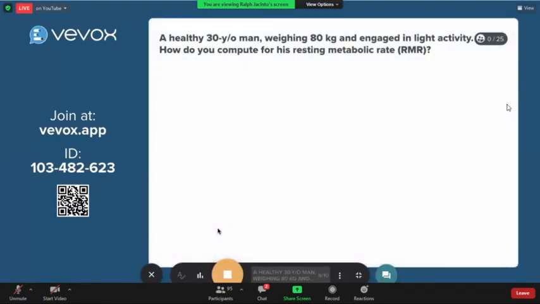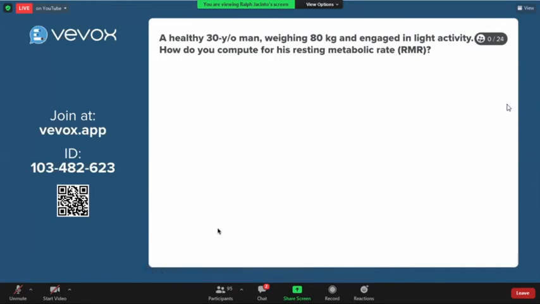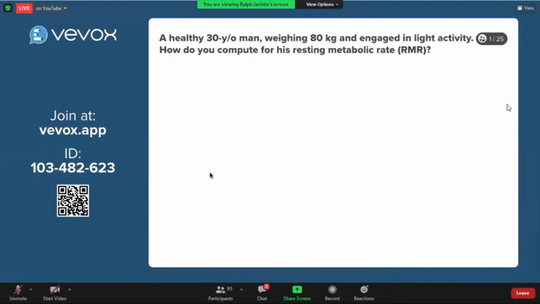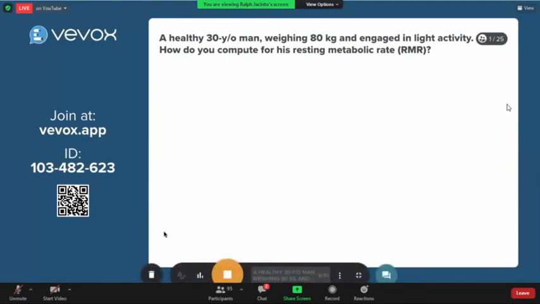Next. Same, a 30-year-old man weighing 80 kilograms and engaged in light activity. How do you compute for his resting metabolic rate? What would be the factor?